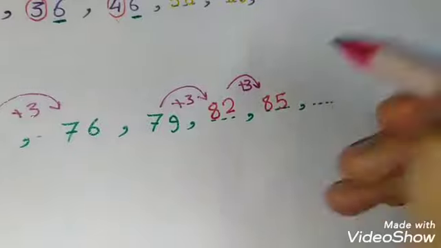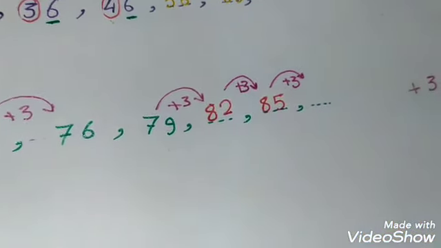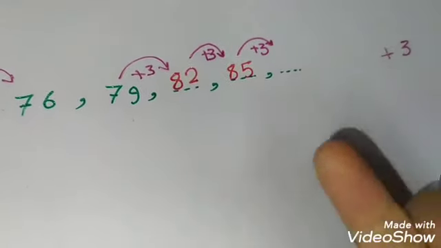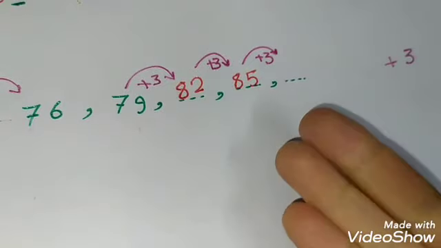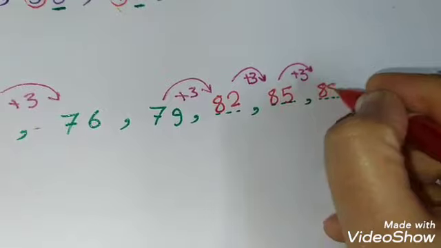Now add another 3. After 85, you count 3. After 85, 86, 87, 88. So the next number will be 88.